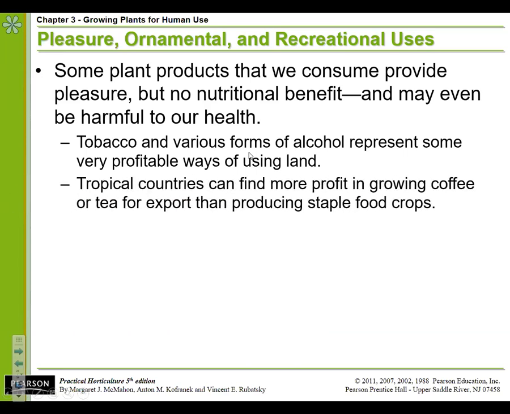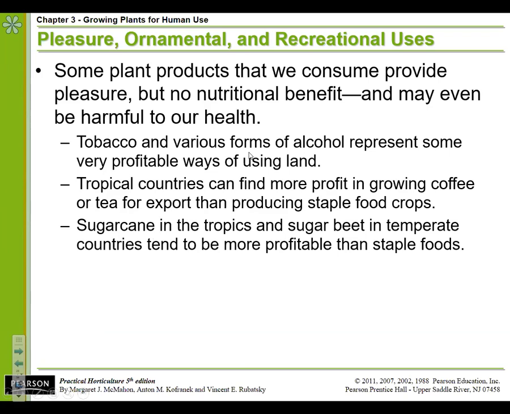But those can be very profitable ways of using the land. In tropical countries, a lot of these underdeveloped countries grow things like coffee or tea for export rather than producing staple food crops, because they don't get much for growing these staple food crops and selling them in their local markets. But if they grow and export things like coffee and tea, they can get a fair amount of money and actually make a decent living.